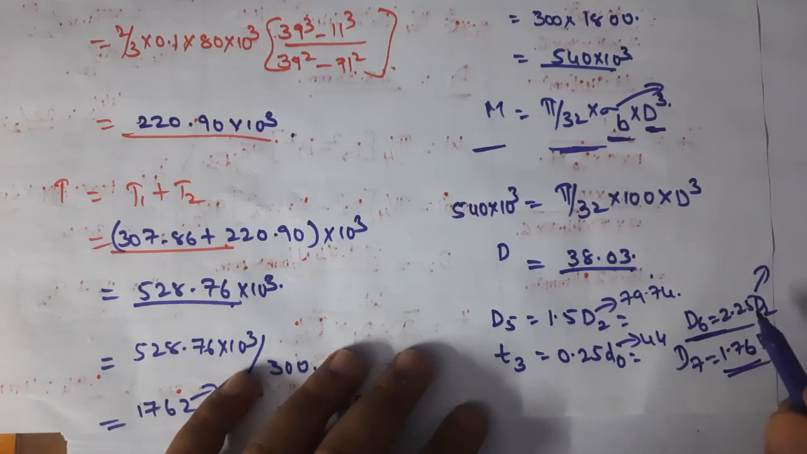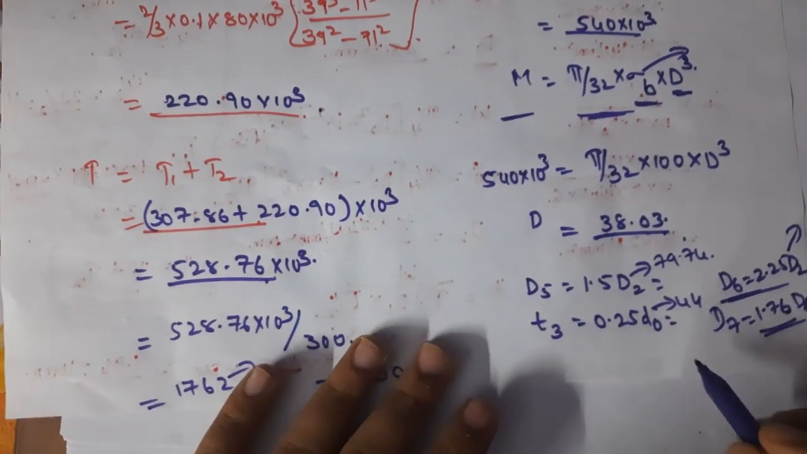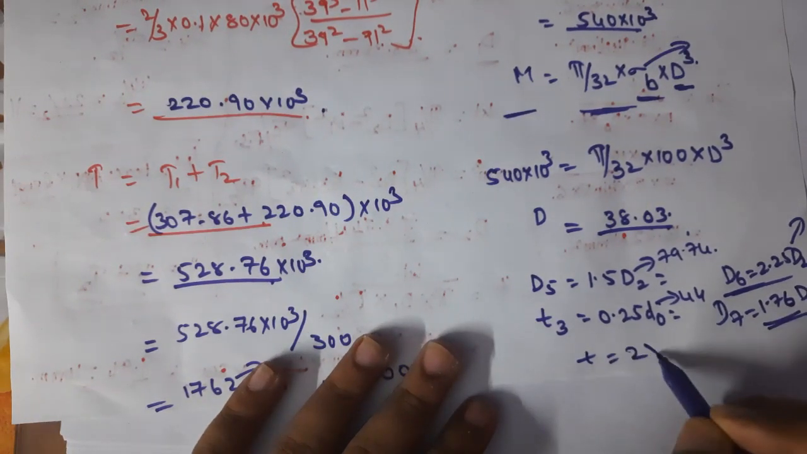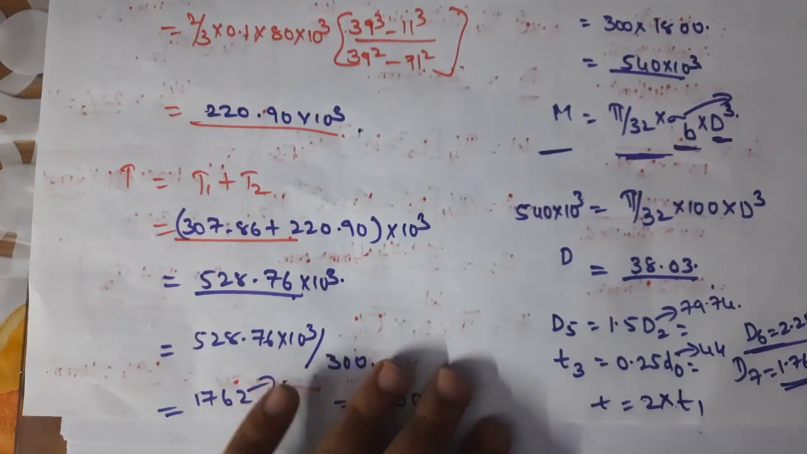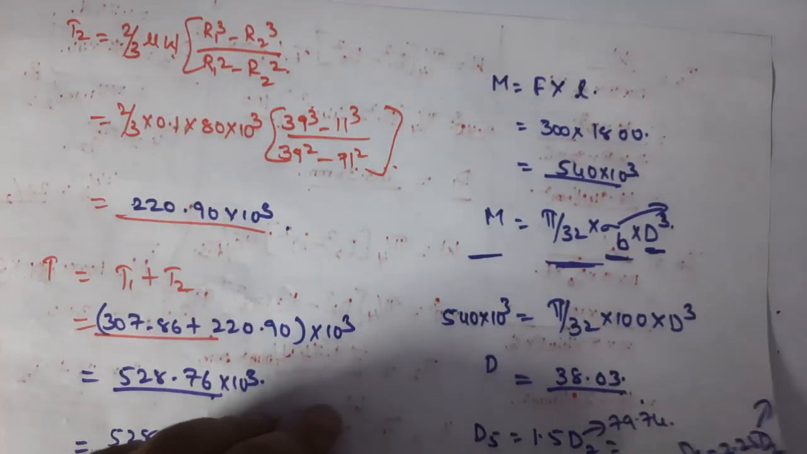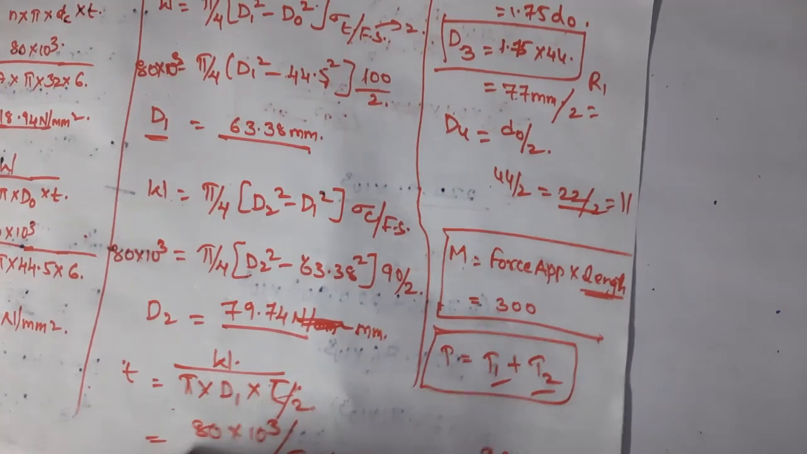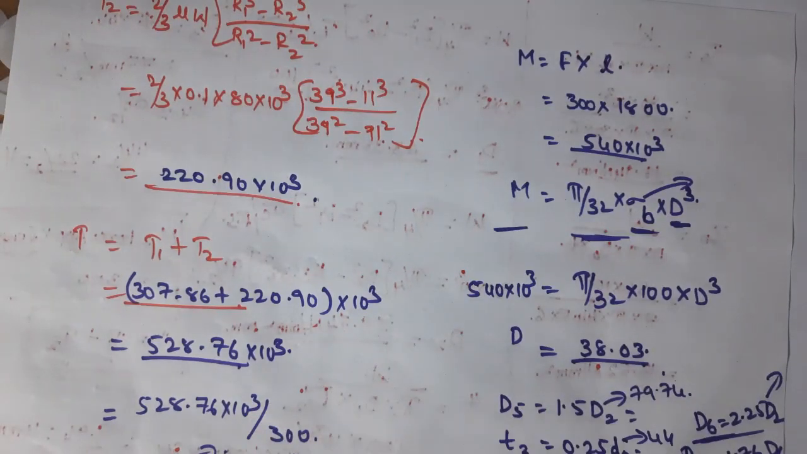Thickness at the base, T is equal to 2 into T1. The T1 that we have calculated earlier, see here, that is 10 mm. So the maximum height of the body is maximum lift plus height of the nut plus 100 mm extra. Okay, so that can be calculated.